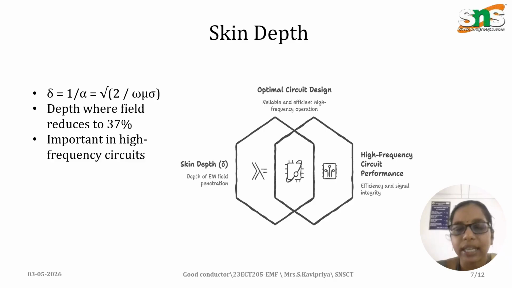And next one is a skin depth. So skin depth is nothing but the wave will be decreased to 37% of its original, and this process we call it as a skin effect. So skin depth is given by the notation delta. Delta is equal to 1 by alpha, which is nothing but 1 by square root of omega mu sigma divided by 2. It can be 1 by beta as well. So this skin depth is an important concept in high frequency circuits.